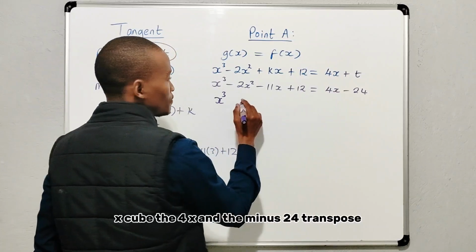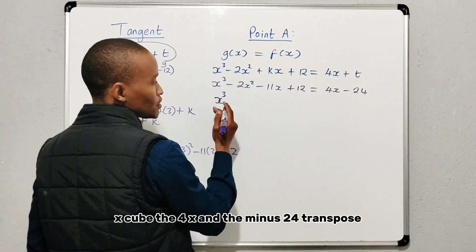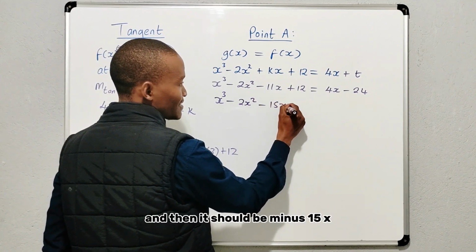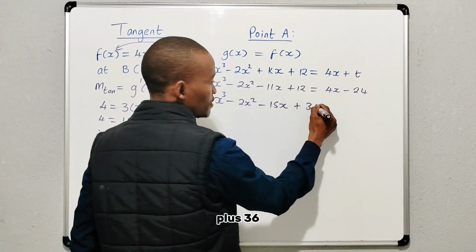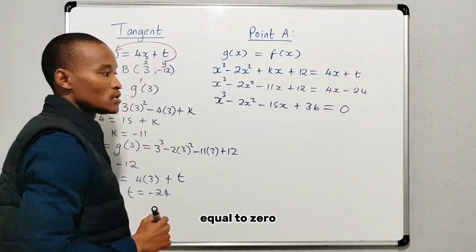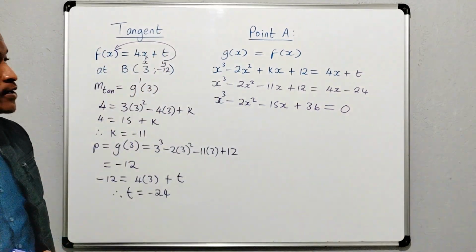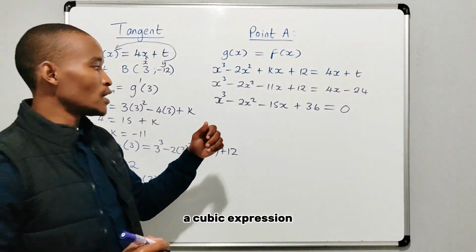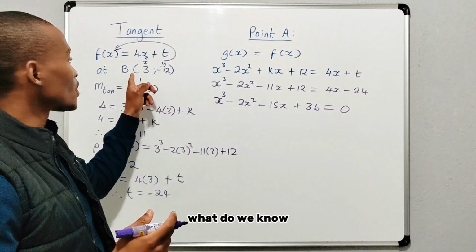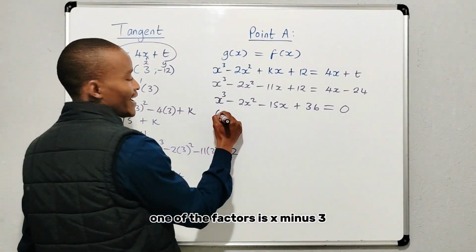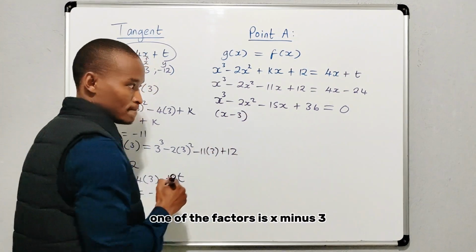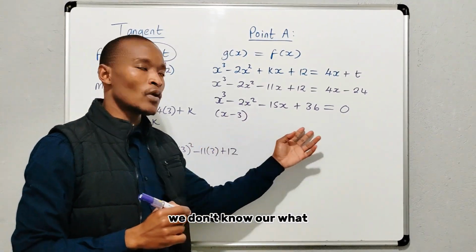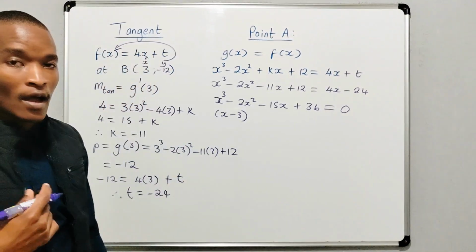X cubed, the 4x and the -24 we transpose, take it to the left hand side, and then it should be -15x, plus 36 equal to 0. So it's a cubic expression, and we need to factorize. What do we know? One of the factors is x minus 3. This is our linear factor, we don't know our quadratic factor. How can we get it?